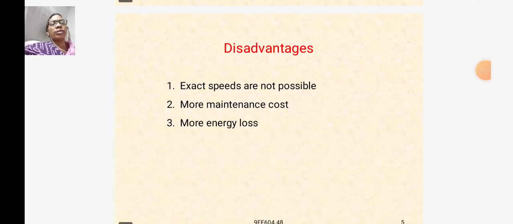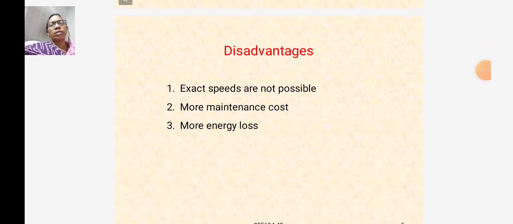And also we have a few disadvantages, that exact speeds are not possible. So really some exact speed is not possible, so that will be just more or less than the actual speed. And also it has more maintenance cost, and also it has more energy loss.